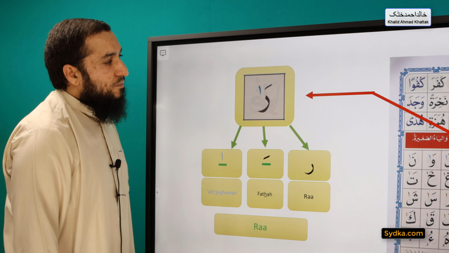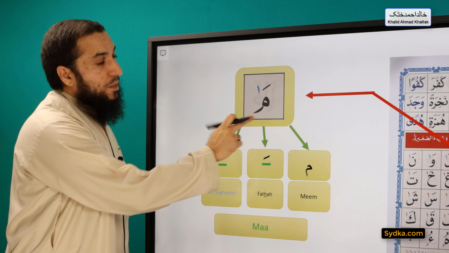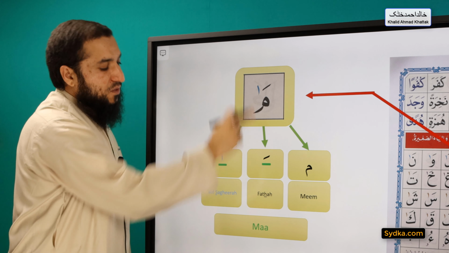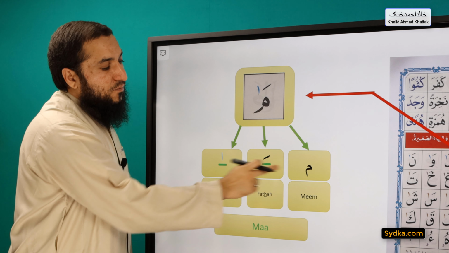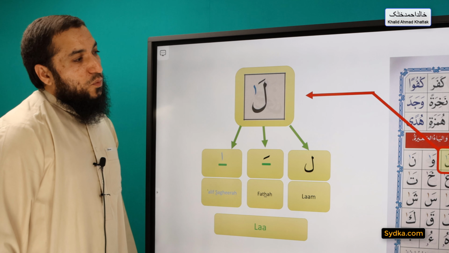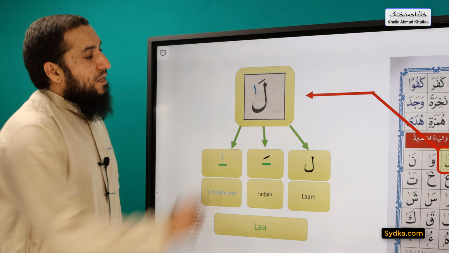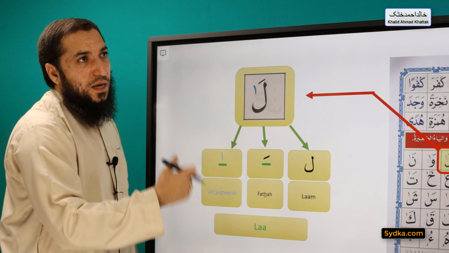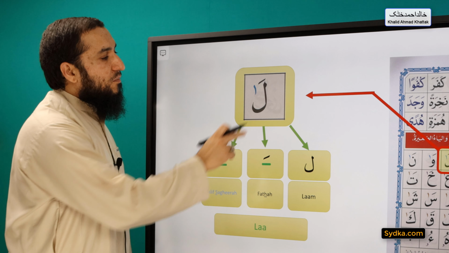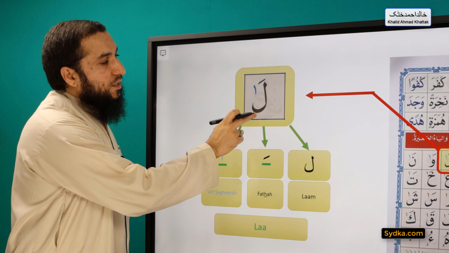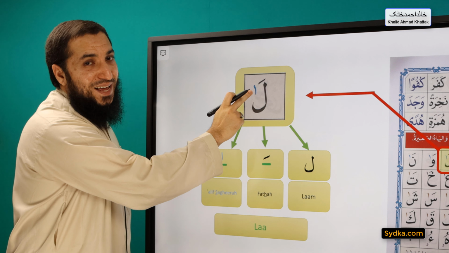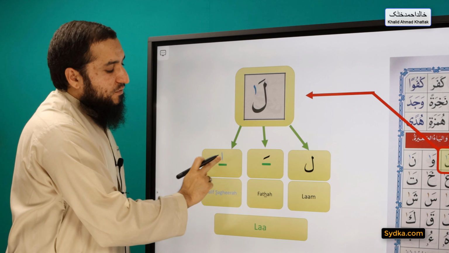Two counts prolongation. Mim is a light letter and it has fatha on it. Mim fatha alif saghira ma. The next syllable we have is la. Lam can be light or heavy, depending on the situation, which we previously explained. In this case we are using it as light. Lam fatha alif saghira la.